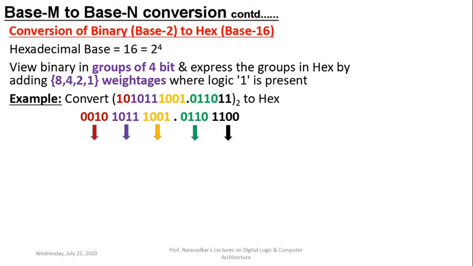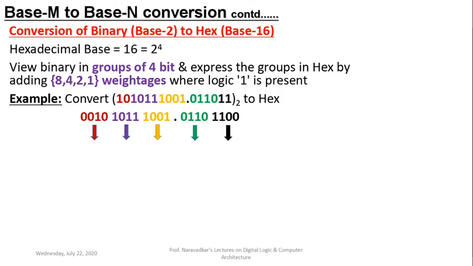Next will be 1011. 8, 4. At the 4th position there is 0, not to be added. Second position 1. And 1 position, that is also 1. Means 8 plus 2 plus 1. 8 plus 2 plus 1 is equal to 11. But we know that in hexadecimal 11 is expressed as B.